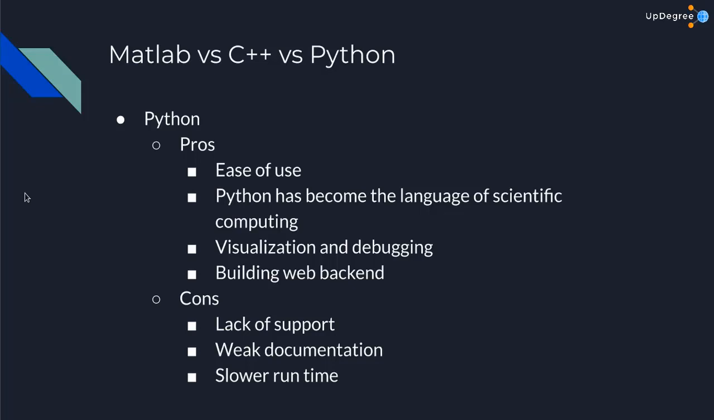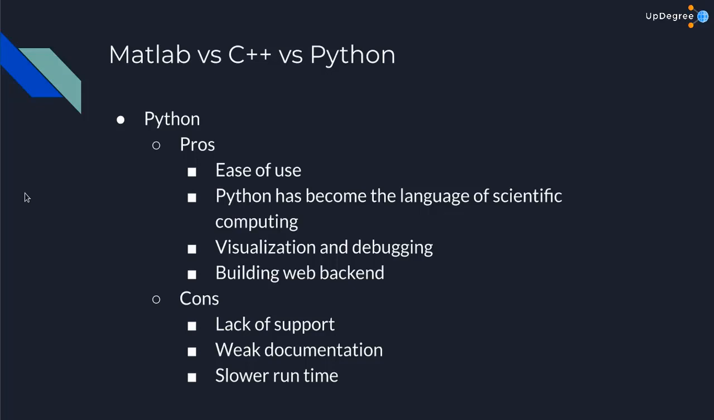The number one pro is the ease of use. If you are already a Python programmer, using OpenCV for Python would be very easy. Even if you are not a Python programmer and you are very new to programming, Python is a very easy language to learn, especially when compared to C++. It is an excellent first language to learn. So that is why it has very good ease of use.